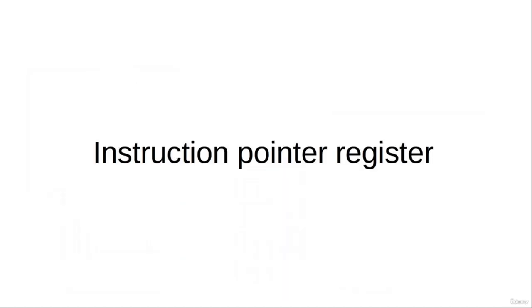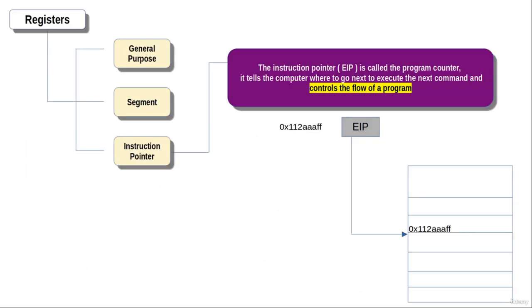Now let's see the instruction pointer register. The instruction pointer register is called the program counter. It tells the computer where to go next to execute the next command and controls the flow of a program.